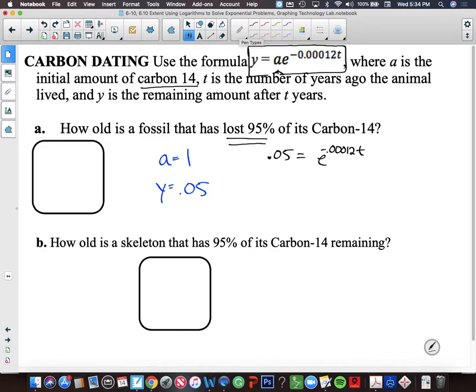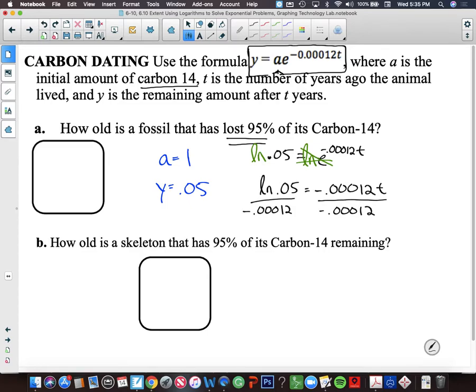How do we get rid of the e? We want that exponent down. Natural log it. Natural log both sides, right there. Those will cancel. And then we'll have natural log of 0.05 equals negative 0.00012 t. How do you solve for t? Divide by that long decimal on both sides.